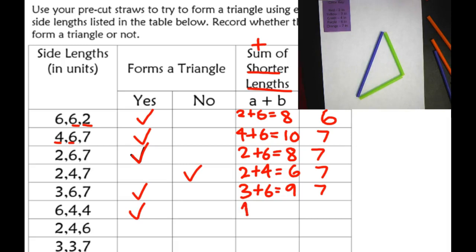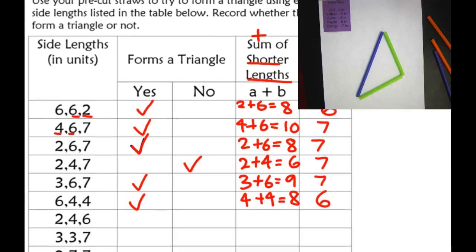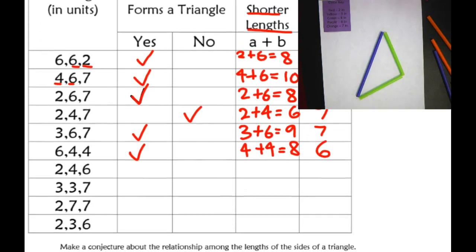Okay. 4 plus 4. Those are my smaller sides, and that equals 8. And my c, my longest side, was 6. Okay. All right. So, these last ones we're going to just do fairly quickly here.